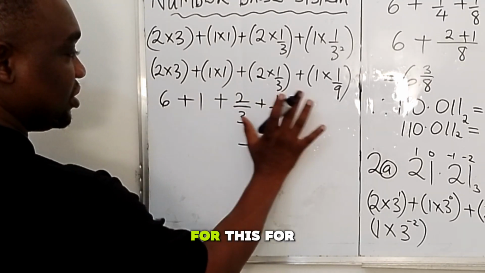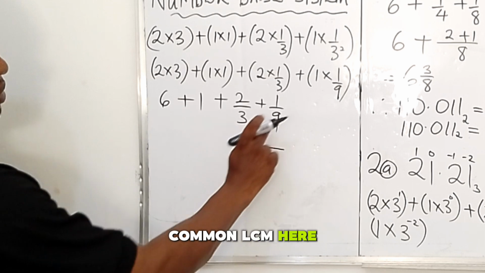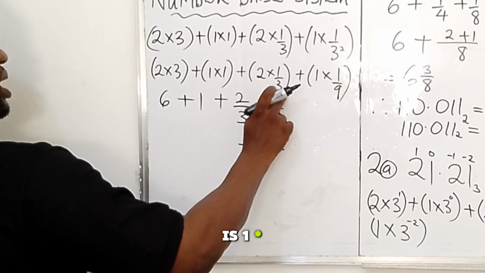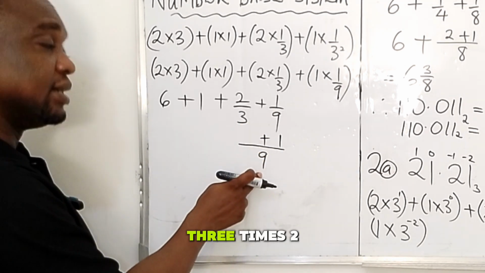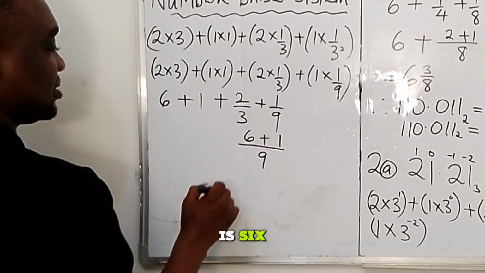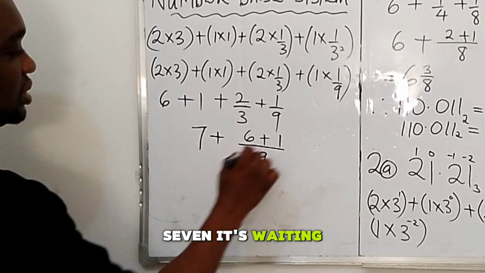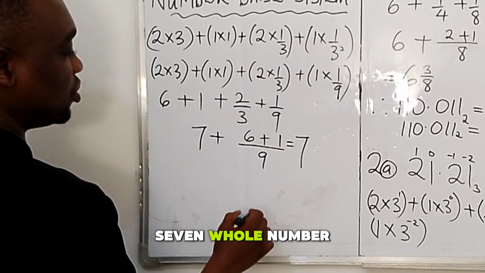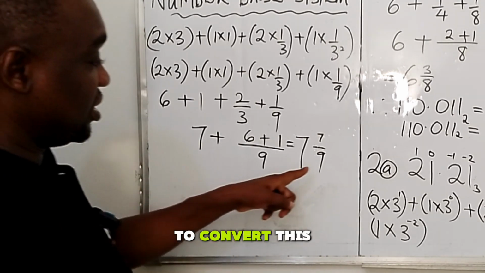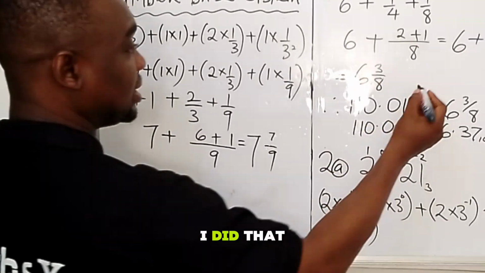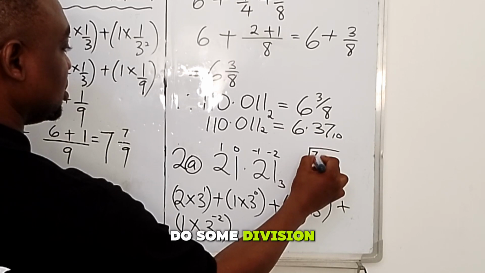Find an LCM for the fraction side. So we have 9 as a common LCM. 9 into 9 is 1, times 1 is 1, plus 3 into 9, 3 times 2 is 6. So here 6 plus 1 is a 7. So I have 7 whole number, 7 over 9. If I wish to convert this to decimal, there's no problem. I did that earlier. Let's find a small space here to do some division.